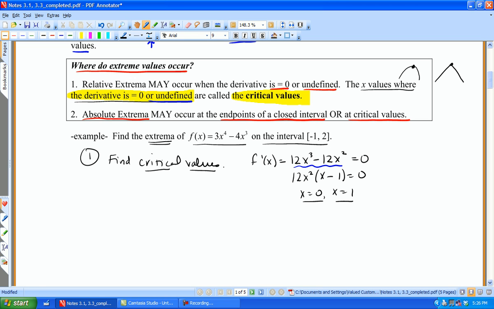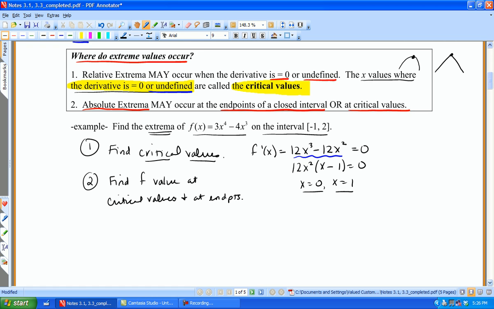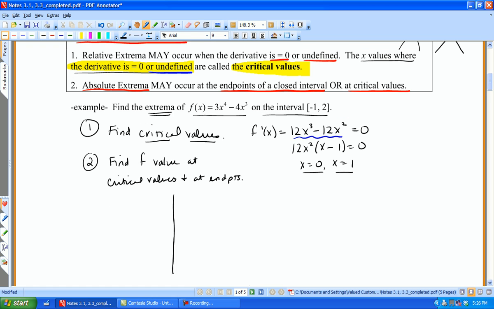Okay, so now I know those are critical values and they may be locations of maximums or minimums, but I don't know which one's a maximum, which one's a minimum. Maybe they're neither one. So the next thing I do is I actually find the function value at the critical values and at the endpoints of the interval. And then I'll be able to compare which one's a max, which one's a min. So I make a table of values with x and f(x).